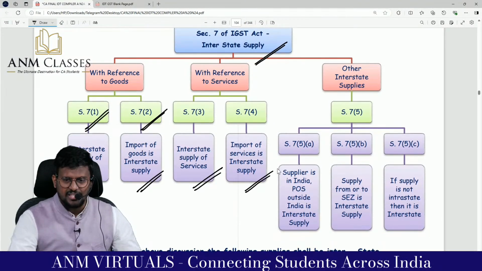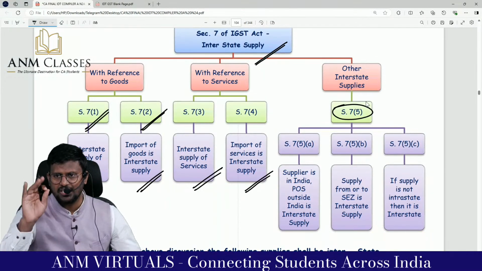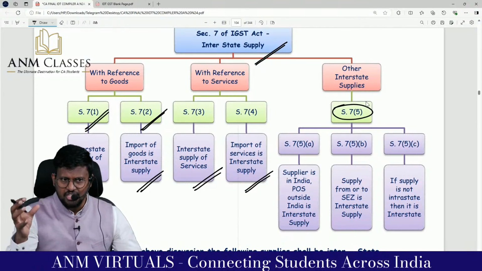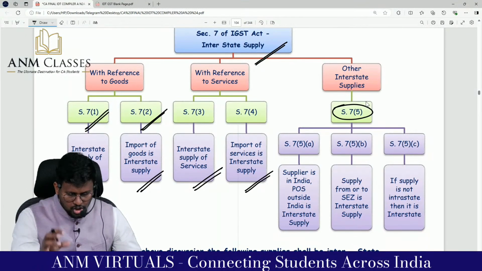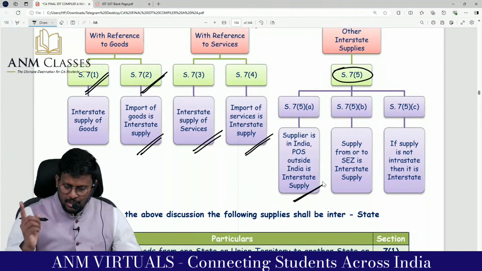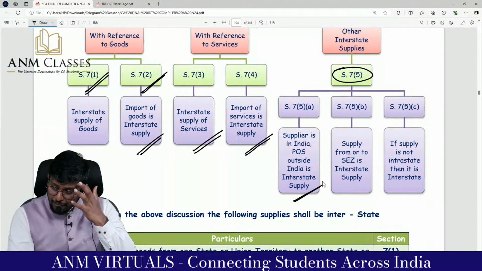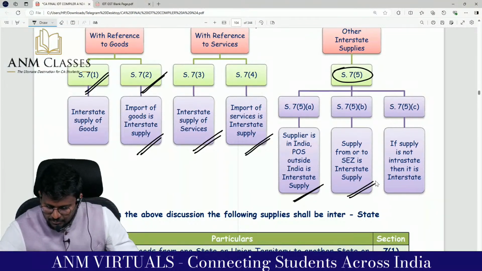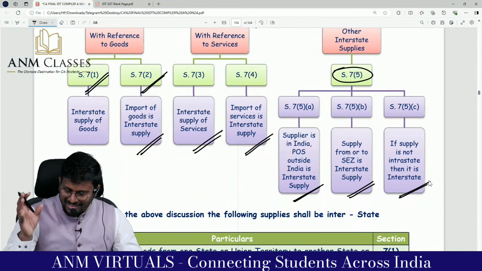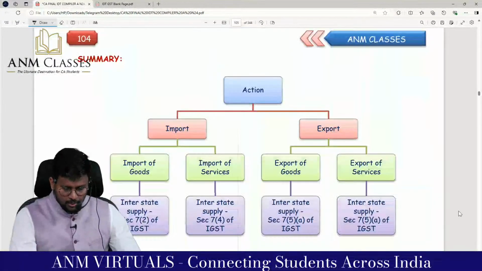7(4), import of service is an interstate supply. Sir, other interstate supply, 7 subsection 5, clauses 1 to 3 category: 7 subsection 5 clause A, clause B, and clause C. If the supplier is situated in India and the place of supply is outside India, it is an interstate supply. Supply from or to SEZ is an interstate supply. If a supply is not an intra-state supply, then it has to be treated as interstate supply. Are you all really with me?